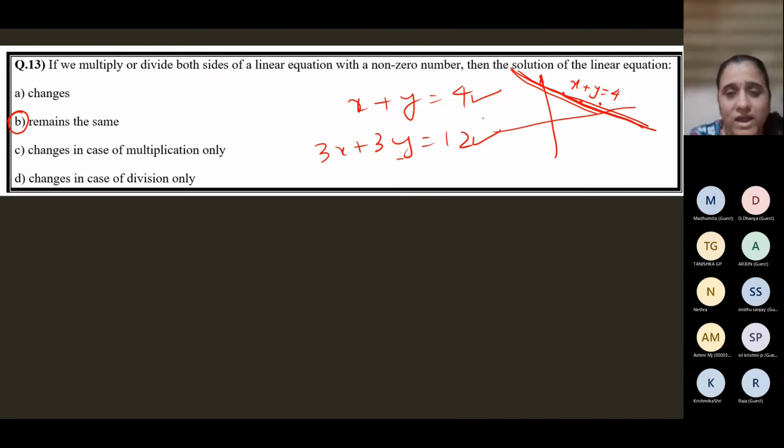When you make the graph of that new equation, you will get the same line on the graph paper. So the solutions will not change. Even if you divide the equation by 2, x by 2 plus y by 2 is equal to 4 by 2, so 2. When you make the xy table for this equation and plot those points, you may get different points to plot, but when you join those 3 points, you'll get the same line. So the solutions don't change.